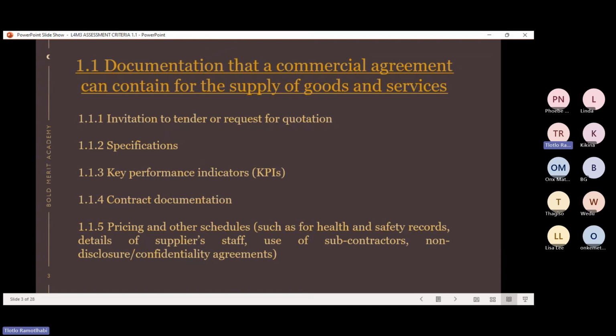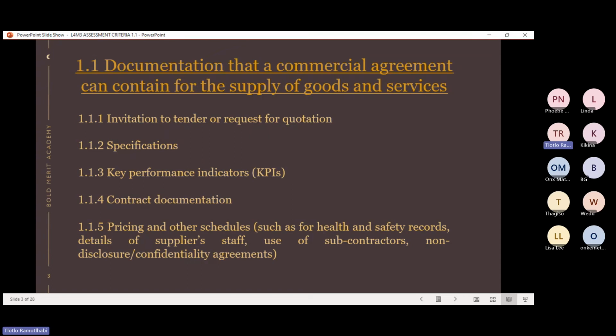We also talked about a contract being a collection of documents. People assume that a contract is just the agreement you type up on a laptop, that this is the agreement between this company and that company. But there is more to a contract than that. We are supposed to include the key performance indicators, the specifications, the list of supplier staff and other things together with the contract itself, and that would make up complete contract documentation.